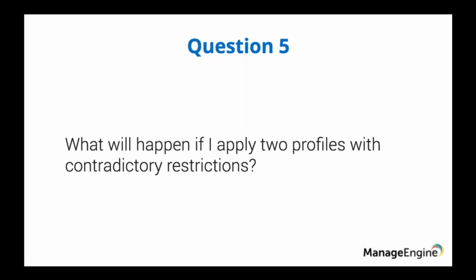Here's the final question for the day. What will happen if I apply two profiles with contradictory restrictions? In case of Android devices, the latest profile to be distributed to that particular device will be applied to it, and in case of iOS and Windows devices, it will choose the best of the security configurations of the two profiles.